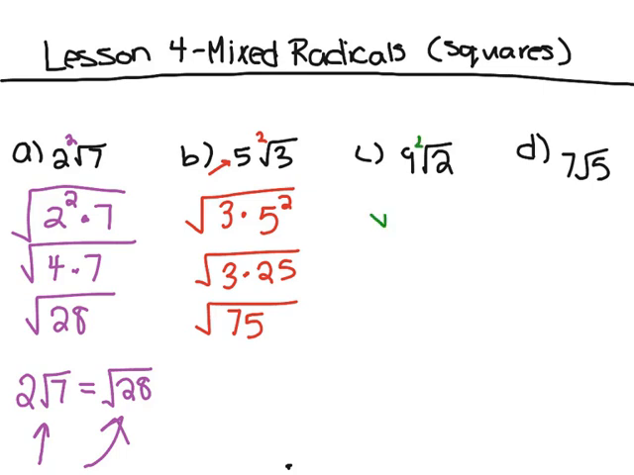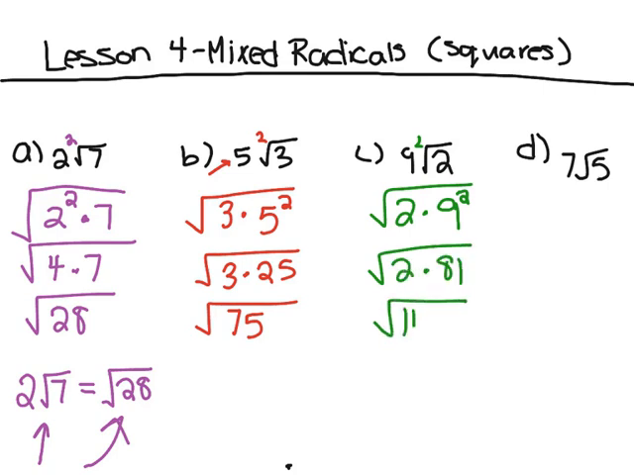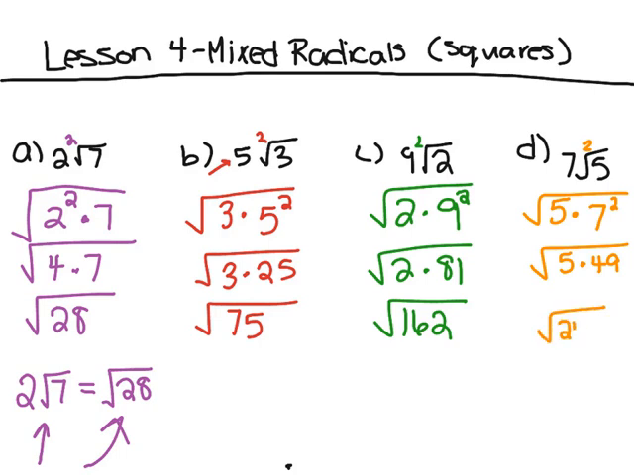Our index is 2, so we take 2 times the coefficient to the power of the index. So 9 to the power of 2 is 81, and 2 times 81 is 162. And our last example, our index is 2, so we have 5 times the coefficient, which is 7, to the power of the index, which is 2. So 5 times 49, which is 245.